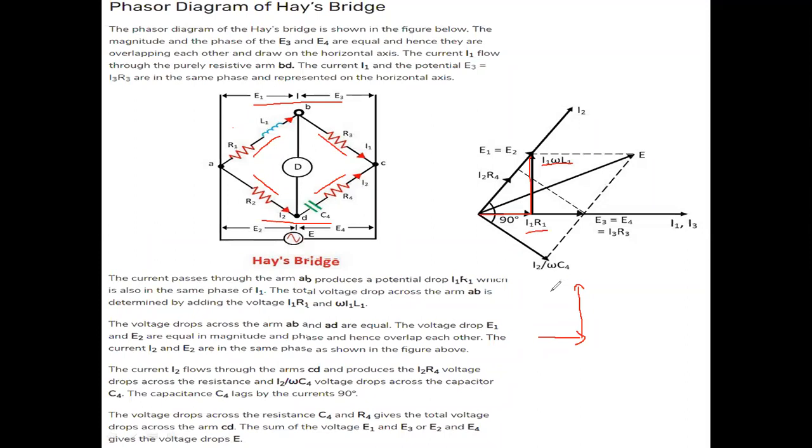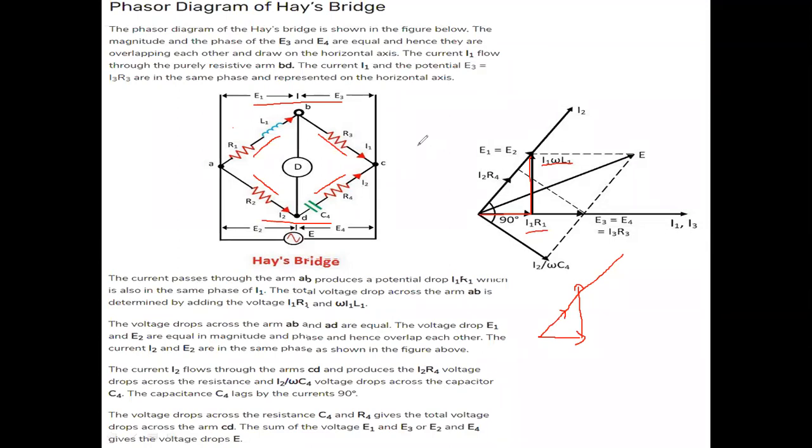If I2 is the current flowing from C to D along this particular path, what will be the voltage drop in this condition? The voltage drop will be I2 into R4. I2 is the current flowing and the voltage drop is I2 into R4.